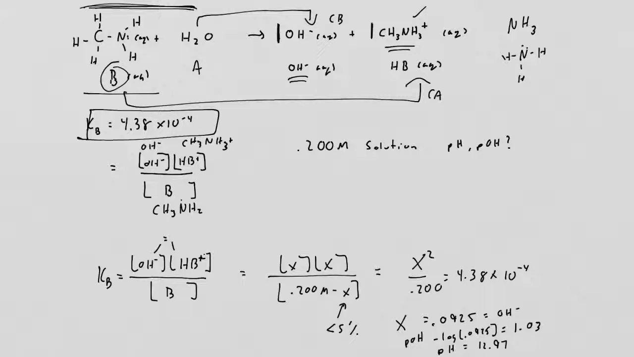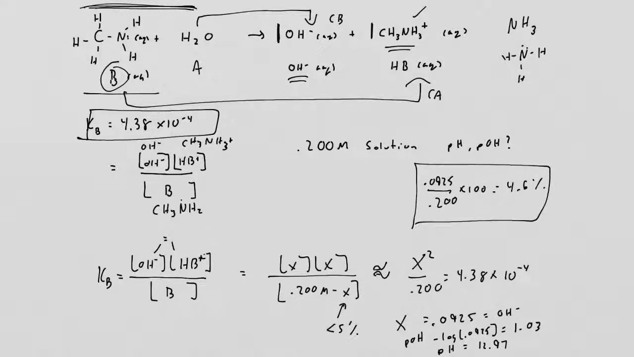And to check the 5% rule, because again, this is approximately equal to, we can put the 0.200 on the bottom, and on the top we put the 0.0925, times that by 100, and we get 4.6%. So it's close to 5%, but we're not breaking the 5% rule, so we can assume this is an acceptable assumption, and we don't have to break out the quadratic formula.